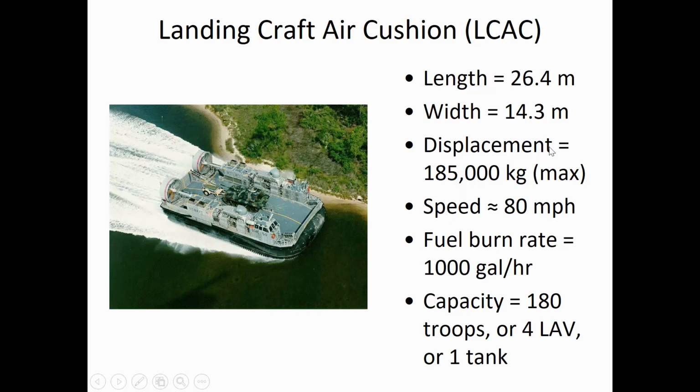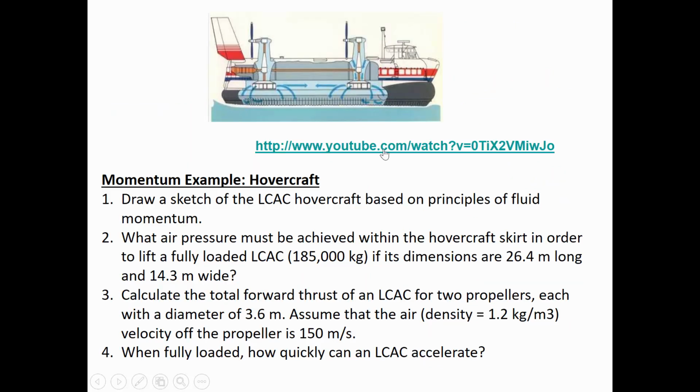But in spite of that huge amount of mass, they can get up to about 80 miles an hour. They're really fast. And as you might expect, to get 80 miles an hour when you're carrying that much mass, it's burning an incredible amount of fuel, 1,000 gallons an hour. Yeah, think about the cost of operating that. 1,000 gallons an hour. What is it now, like about $2.50 a gallon? So you're paying a lot to run an LCAC, but I guess maybe if you're needing to land tanks on the beach, you're not worrying about the cost of fuel. Let's watch a video of one because they're kind of interesting.